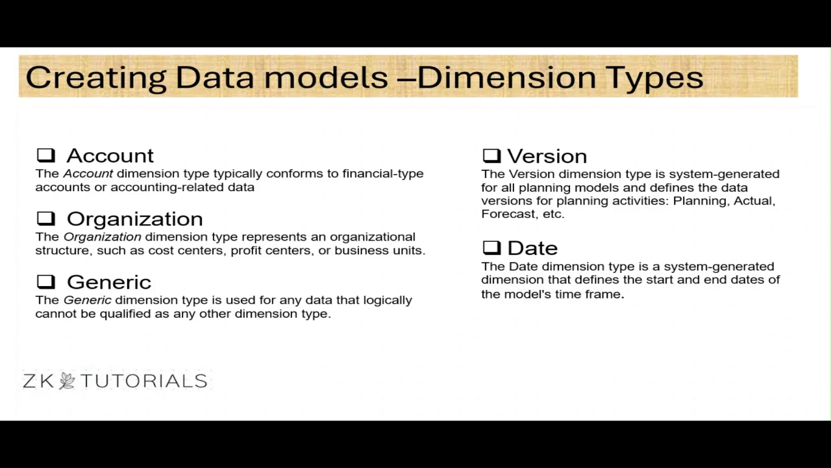And we will have a dimension as organization when it includes the cost centers, profit centers, or business unit. So when the picture is on a larger scale and we see values across cost centers or profit centers, at that time the dimension type has to be organization. So apart from accounts and organization, the rest of all the other data can be grouped into generic dimension type. There is also version dimension type, which is used in the planning models, where you will have a version for planning, a version for actuals, and a version for forecasts. And you'll have the date dimension type.